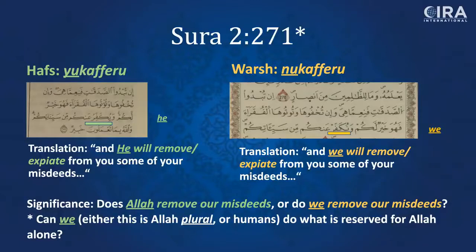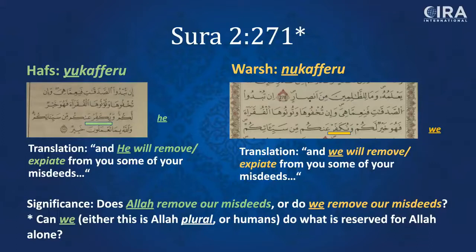وَيُكَفِّرُ. The one on the right, Warsh, وَنُكَفِّرُ. There is sukoon. So one is a Y, the other is a noon. Right. One has 2 dots below the line, and the other has 1 dot above the line, above the letter.